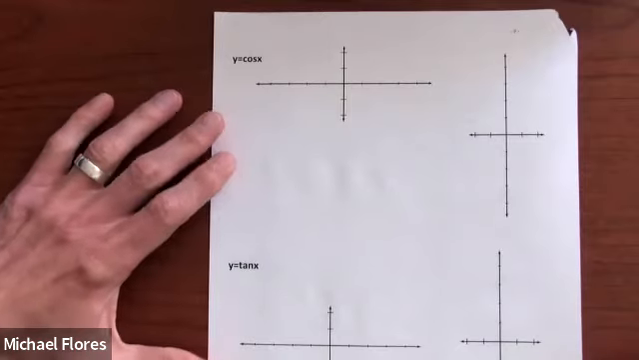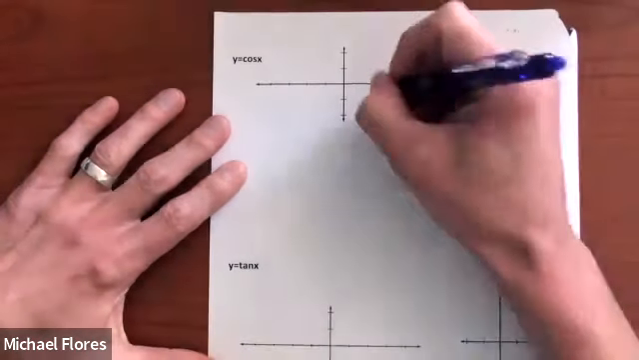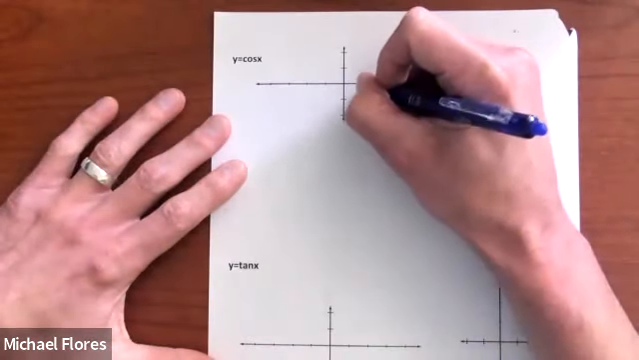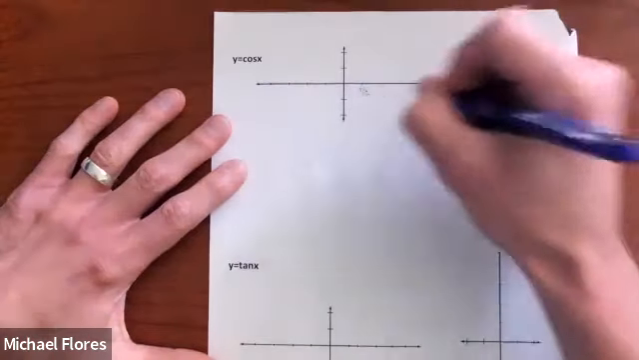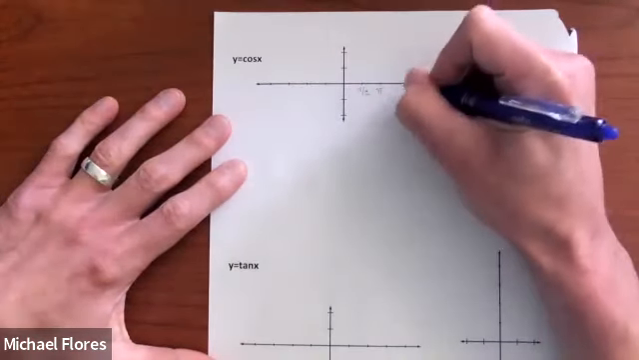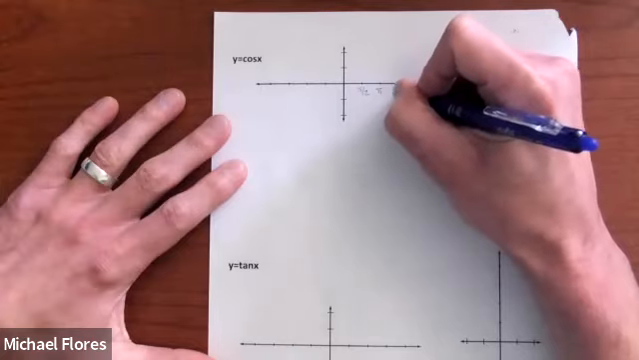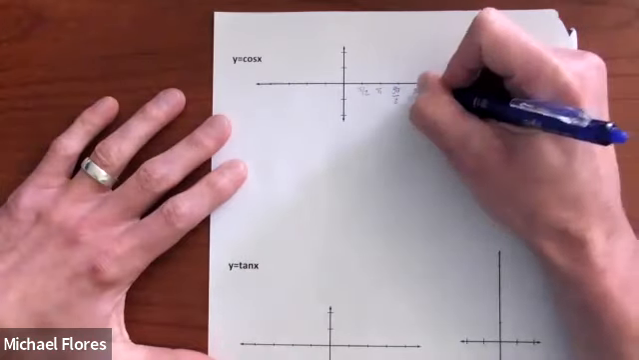All right, y equals cosine of x. Let's plot what our x-axis points are going to be. Pi over 2, pi, 3 pi over 2, and 2 pi.